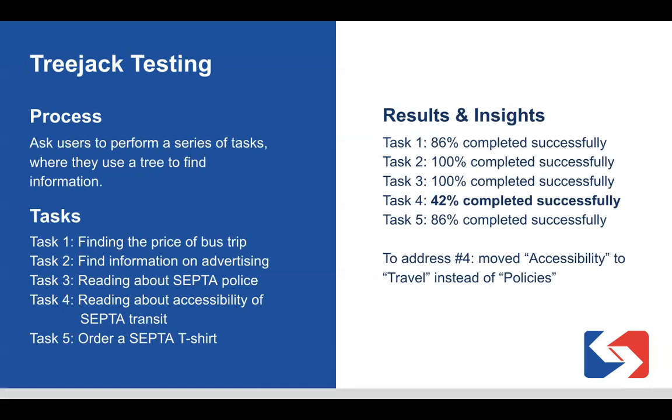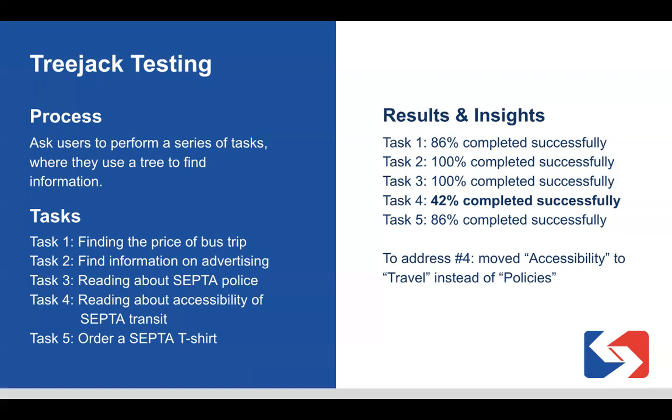The first was finding the price of a bus trip. Second was finding information on partnering with SEPTA to perform some advertising. Third was reading about the policies of the SEPTA transit police. Fourth was reading about both the physical and the general accessibility of SEPTA Transit, and lastly, ordering a SEPTA t-shirt.